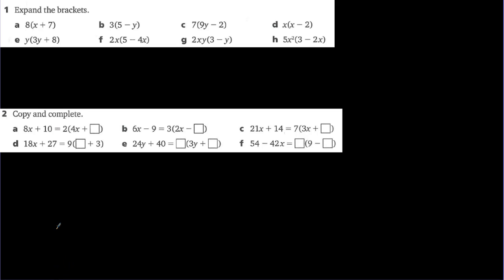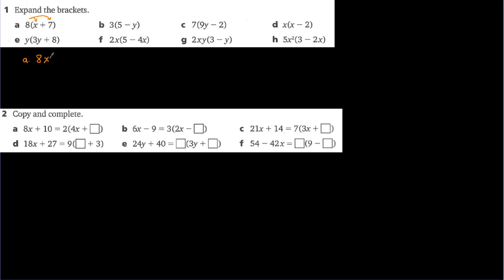Okay, we are going to solve some exercises. We are going to expand the brackets. We didn't solve this kind of question before. Then we are going to solve factorization questions. Here, the expansion means 8 times x and 8 times 7, one by one. I'm going to multiply.